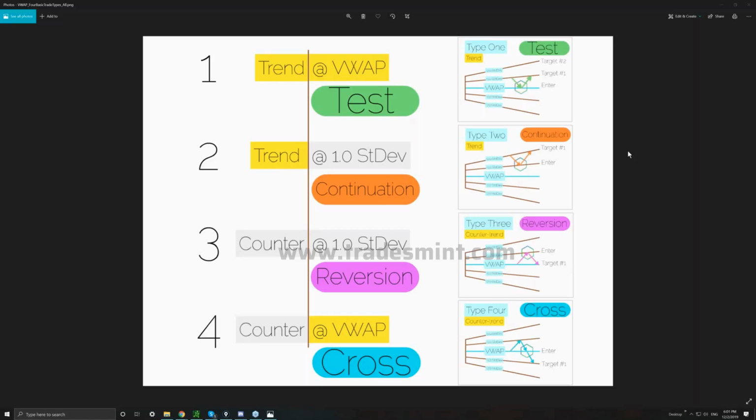So here are our four primary trade types. I call these the four primary trade types because these are the four most common VWAP related trades that you're going to see. This is all intraday VWAP, but it will apply to multi-day VWAP when we get to that.